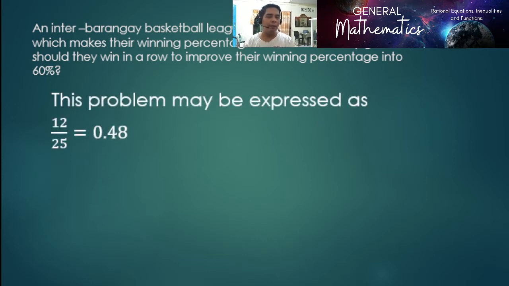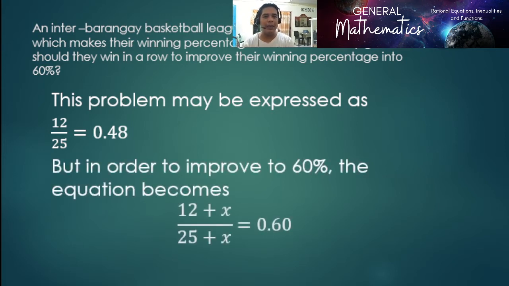In a simple equation, this may be expressed as 12 over 25 equals 0.48 or 48%. Yan ang kanilang winning rate. But they need to improve to 60%. So, kailangan nilang manalo ng ilang laro pa na sunod-sunod para maging 60%. So, yung equation natin, pwede nating i-express as 12 plus x, where x is the number of games that they should win and play. So, 12 plus x over 25 plus x is equal to 0.60.